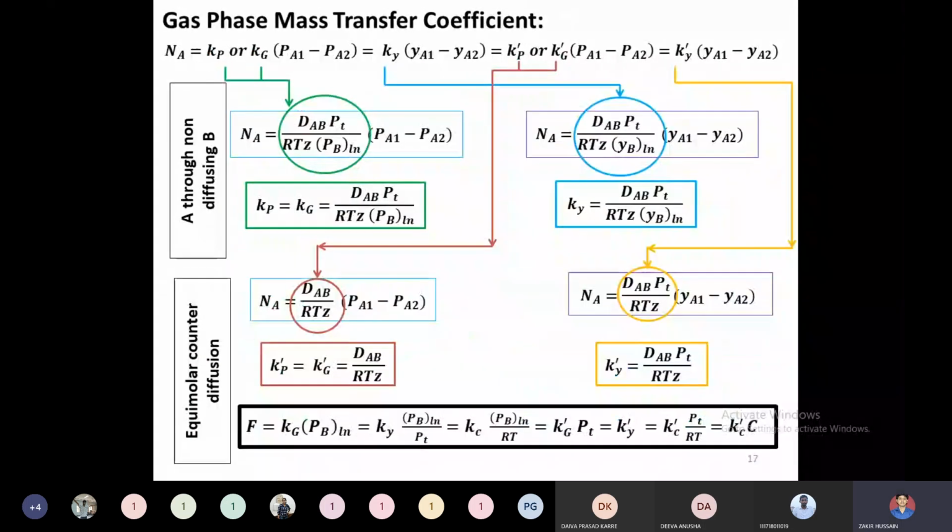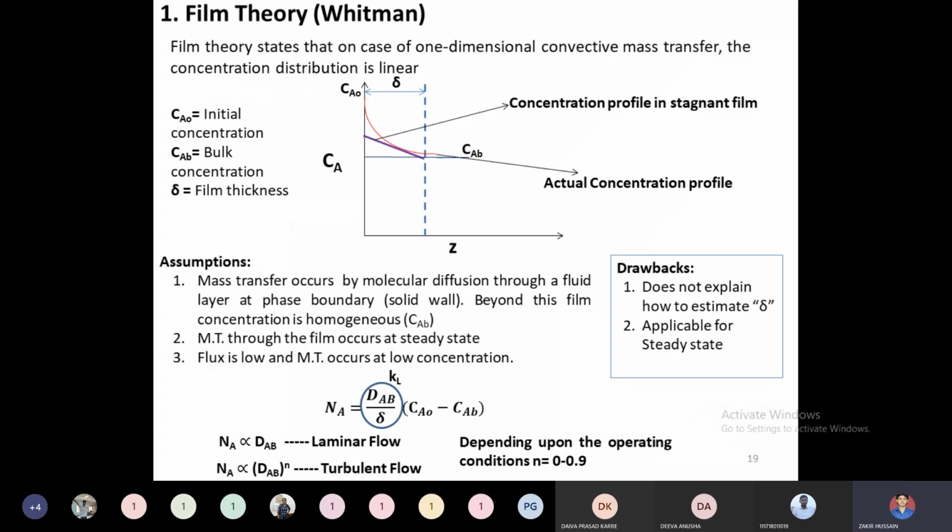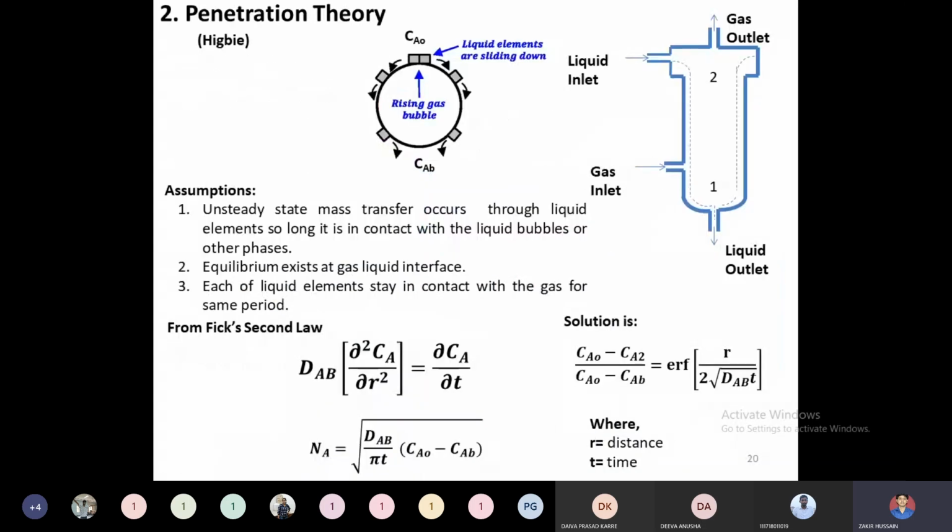Since this gas bubble is spherical in shape, we have to consider spherical coordinates. The bubble will look like a sphere, so we have to consider the radial distance. Instead of x, we keep just r: ∂²C_A/∂r² is equal to ∂C_A/∂t. Rest everything is the same. This is only for one dimension, not three dimensions. We derived it for three dimensions, and if you neglect the two other dimensions, we can consider a single dimension.